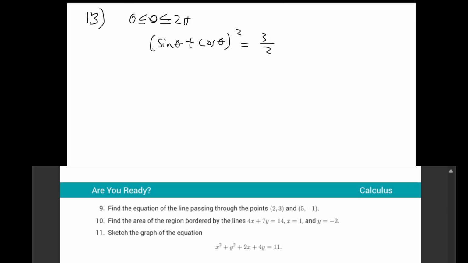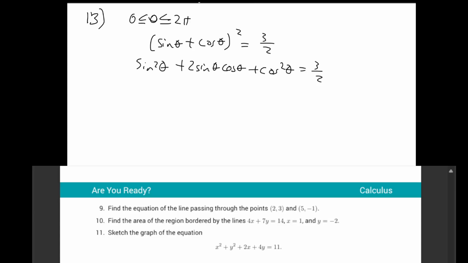So really, the best way of doing this is to actually FOIL it using a squared plus 2ab plus b squared, just doing (sine theta plus cosine theta) times (sine theta plus cosine theta). I'm just going to use a squared plus 2ab plus b squared, or you can, of course, do the 1, 2, 1 with Pascal's triangle. Whatever suits you. So I'm just going to do sine squared theta plus 2 sine theta cosine theta plus cosine squared theta equals 3 over 2.